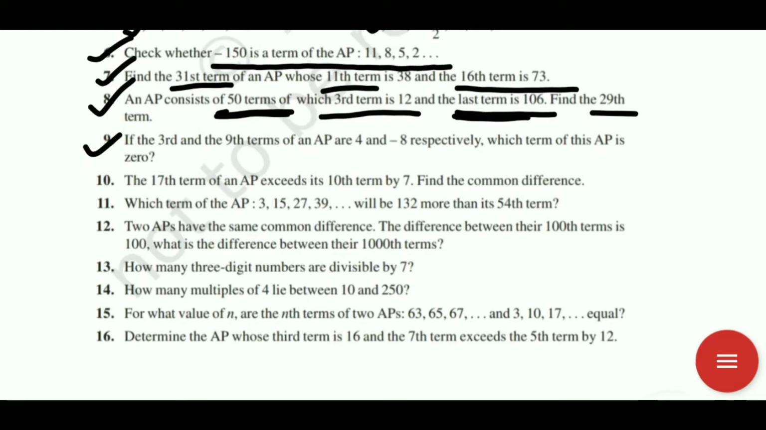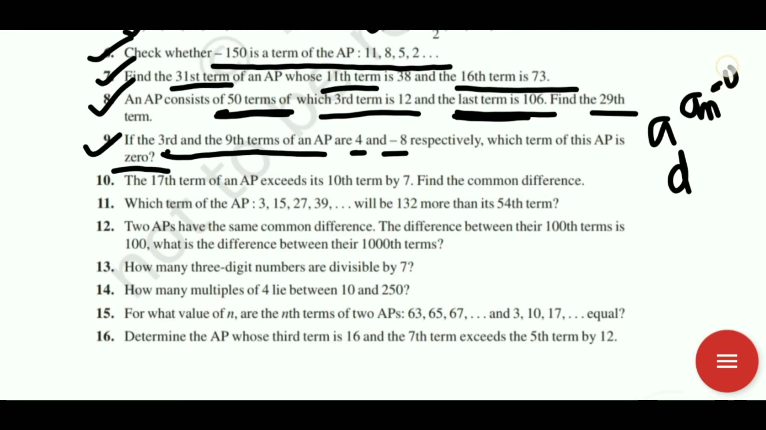Ninth one. If the third and ninth terms of an AP are 4 and minus 8 respectively, which term of this AP is 0? First of all, they have given the third term and ninth term of the AP. So with that, we can find the A value and D value. Then you can find which term of the AP is 0 by putting An is equal to 0. You can find the value of N. First of all, write the given details.